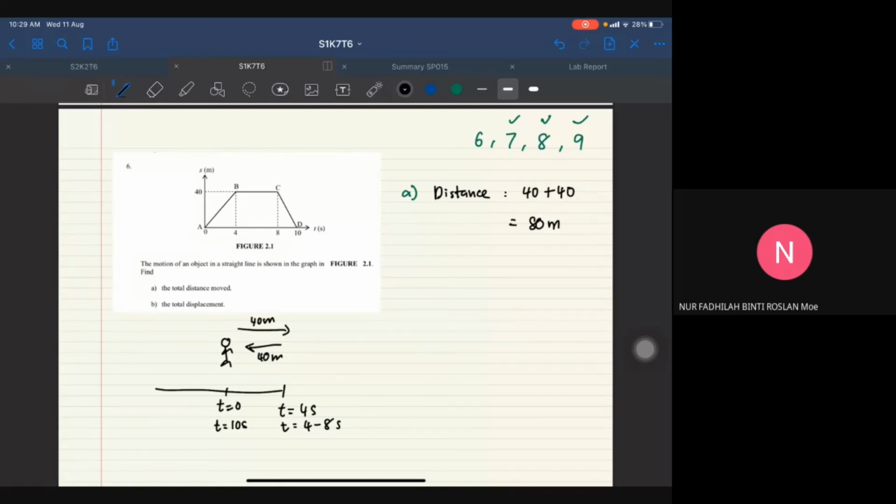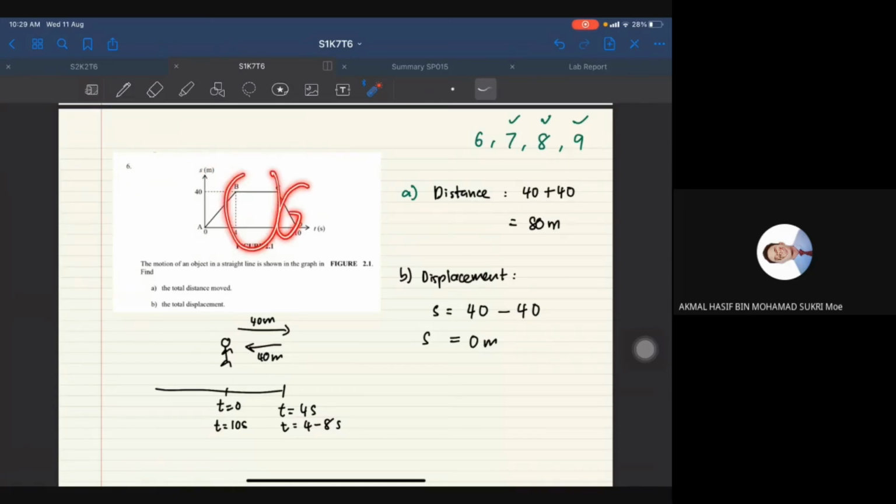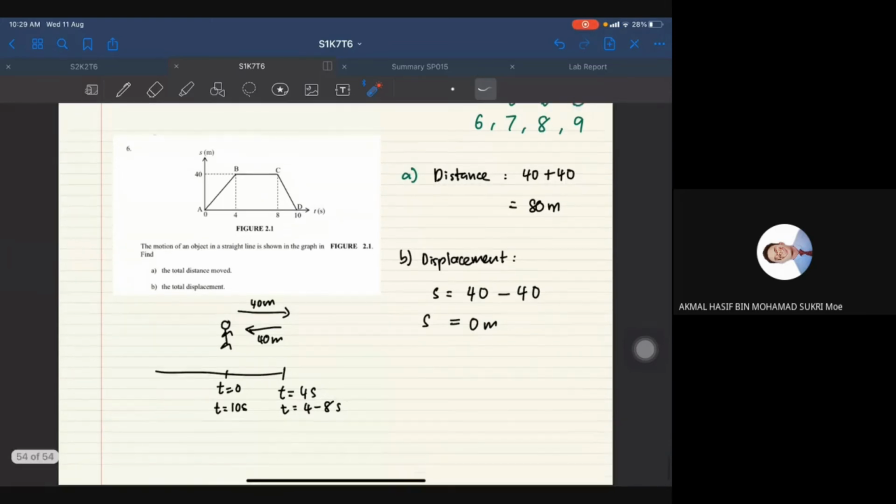Okay, how about the displacement? Ada arah. Ada arah, right? So it will be 40 minus 40, which is equal to 0. Yes. Understand? Yes. Okay. So the key thing here, if you want to understand graph tu, sebenarnya kamu kena bayangkan apa yang berlaku within this time period, this time period and this time period. Okay. Memang tak ada shortcut. I think you really need to understand. Macam dia balik semula pada yang latihan saya buat sebelum ni lah. Okay. Okay, the next question.